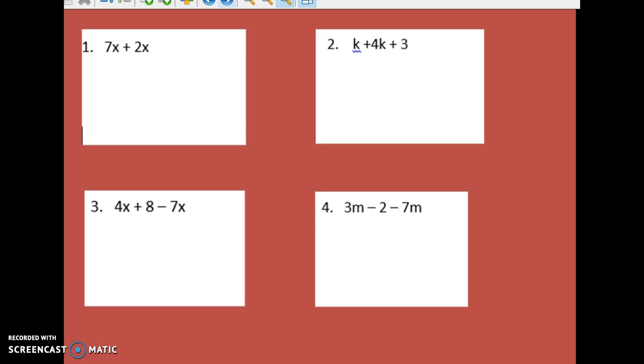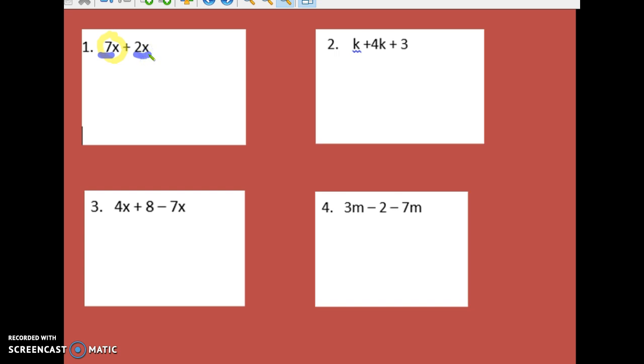So our first example that we're going to take a look at is 7x plus 2x. When we see 7x plus 2x, we have to identify the x. The x is our variable. The number 7 is what we consider our coefficient, which tells us how many of those x's we have. And then on the second one, it says plus 2 more x. So our variable is still an x, just like it was in 7x, but our coefficient is 2.